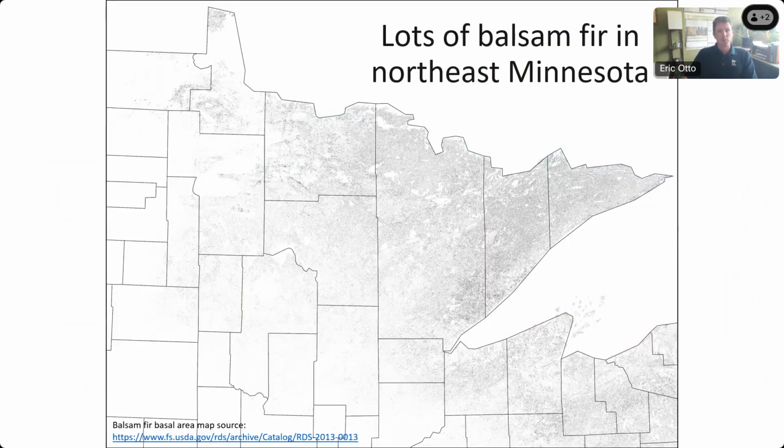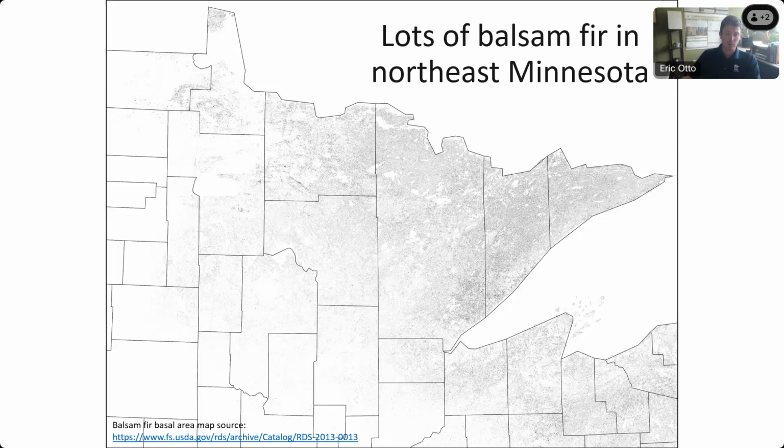So looking at how much balsam fir we have here in Minnesota. This is a map from Forest Service data, forest inventory analysis data. What we're looking at here is kind of like a heat map. This is the basal area of balsam fir in northeast Minnesota. Basal area is a commonly used forestry term. It's the cross-sectional area of a tree 4.5 feet above the ground. Or more simply, it's just the measure of tree density on each acre of land.